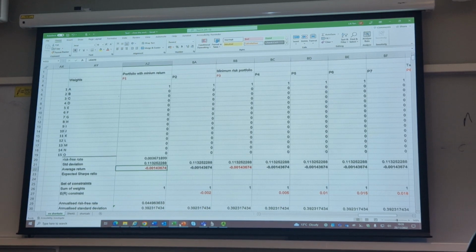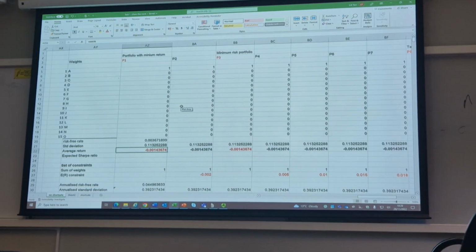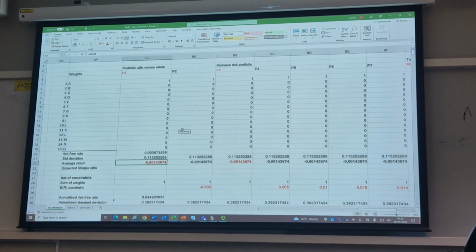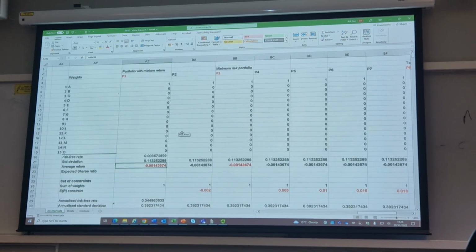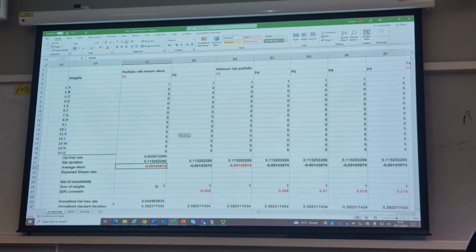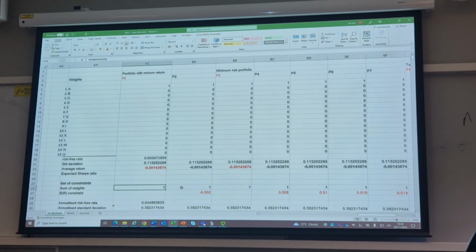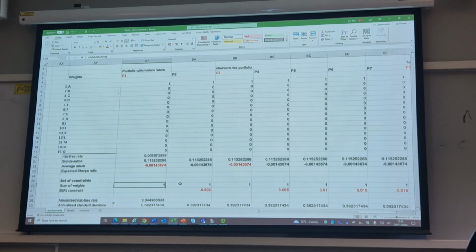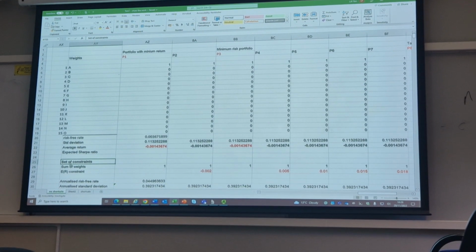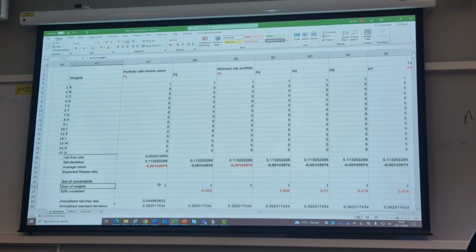So next step, we need to set a few constraints, and then we should be able to construct portfolios by using the solver function. The first constraint is that the sum of weights always equals 1. So here, I set a section, like a set of constraints. The first one, sum of weights, right?